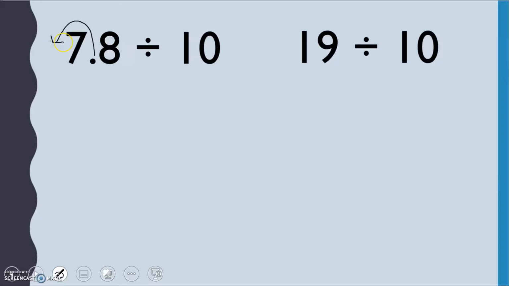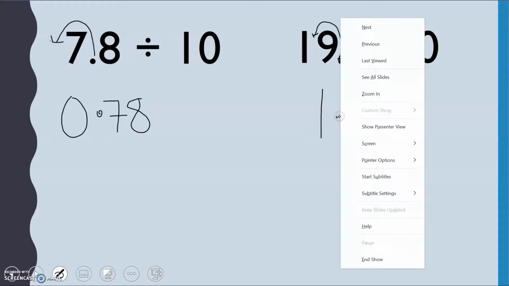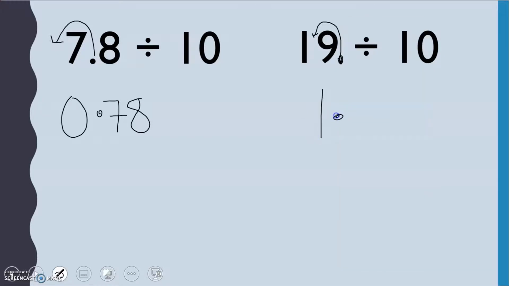back one to make my number smaller, that is going to become 0.78. And for 19, remember, although we don't see a decimal point, the decimal point always comes after our units, so really it's sitting there, and when I divide by 10, we move it back one space in between that 1 and the 9 to give us 1.9.